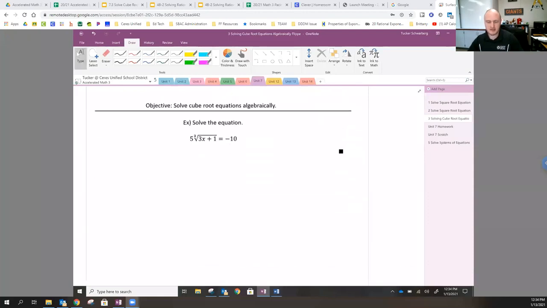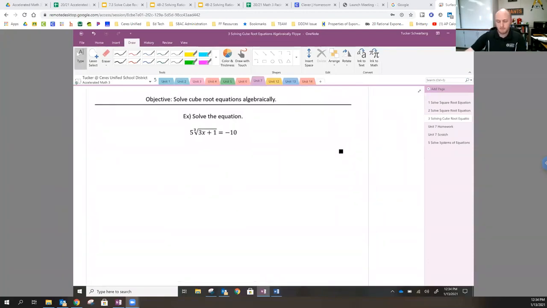All right, here is a more involved problem. In this equation, we have 5 times the cubic root of 3x plus 1 is equal to -10. So again, step 1, I'm going to go ahead and isolate. So how do I isolate that radical? Well, again, I'm just going to get rid of the 5. I need to undo the 5. So I will divide by 5 on both sides, giving us the cubic root of 3x plus 1 is equal to -2.